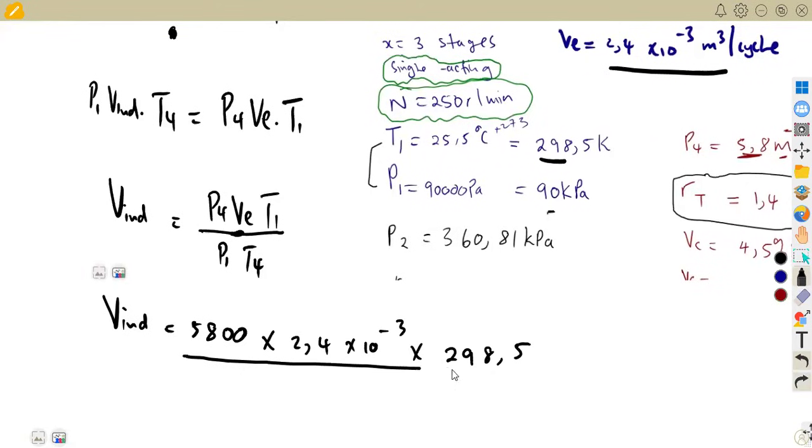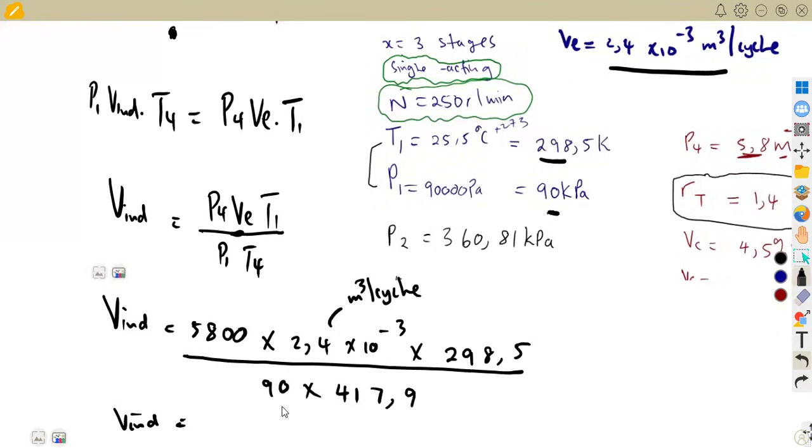over P1, which is 90 kilopascal, times T4. Remember, we calculated our T4. It was 417,9 Kelvin, if you still remember. So that was going to give us the volume in cubic meters per cycle. Since this is used in cubic meters per cycle, our answer is also going to be in cubic meters per cycle. So the induced volume is going to be given as 0,11047 cubic meters per cycle, like that.